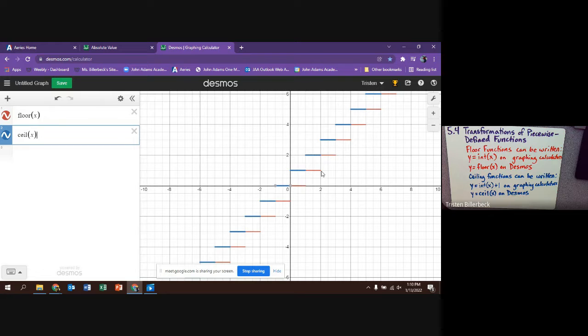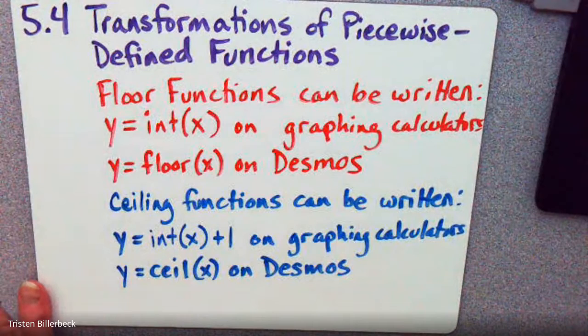Okay, so feel free to play around with Desmos on this, with the floor and the ceiling functions. All right, so let me stop the share and we will get into our lesson.